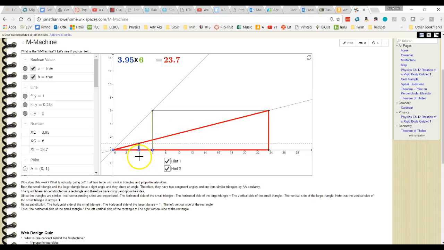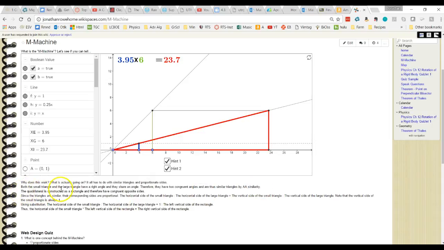Well, now what do we see? That they are similar triangles. That means that their sides must be proportionate. And here's the explanation. Both the small triangle and the large triangle have a right angle, and they share an angle. Therefore, they have two congruent angles and are thus similar triangles by angle-angle similarity.